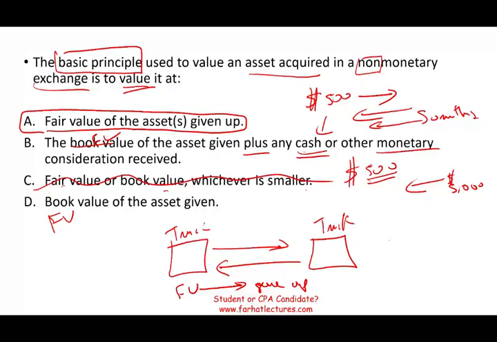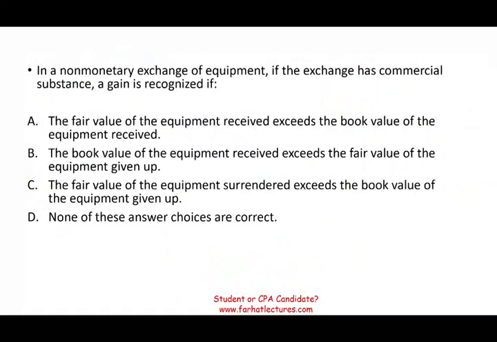I know I'm taking a little bit longer to explain this topic because it's going to get easier when you work with numbers. In a non-monetary exchange of equipment, if the exchange has commercial substance, now, what does that mean, commercial substance? It means that your cash flow position will change as a result of this transaction. The cash flow timing and amount will change. So you're going to be receiving more cash or for a longer period of time. Therefore it has commercial substance.